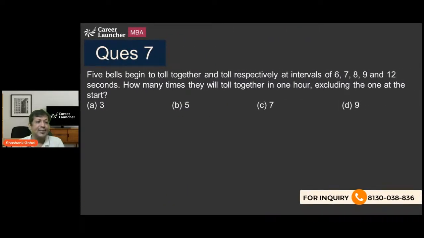What does it say? Okay. 5 bells begin to toll together and toll respectively at intervals of 6, 7, 8, 9, and 12 seconds. How many times will they toll together in 1 hour? Okay. So first bell is tolling after every 6 seconds. Second is 7 seconds. Third one is 8 seconds. Next one is 9 seconds. Next one is 12 seconds.